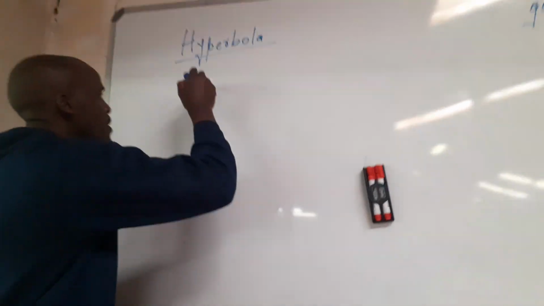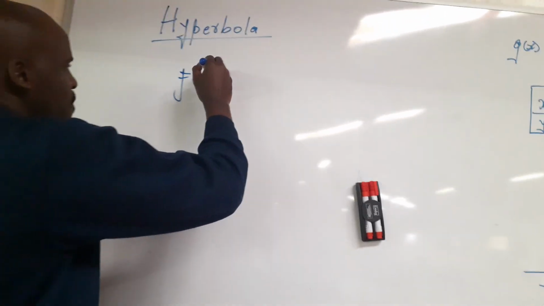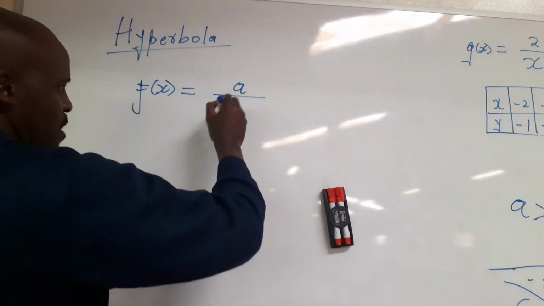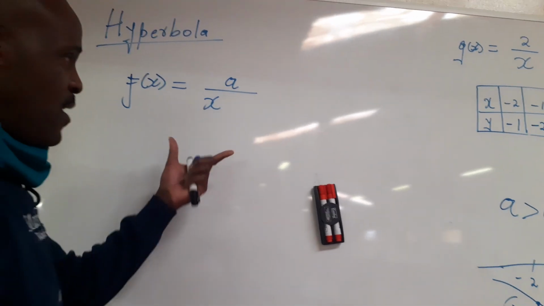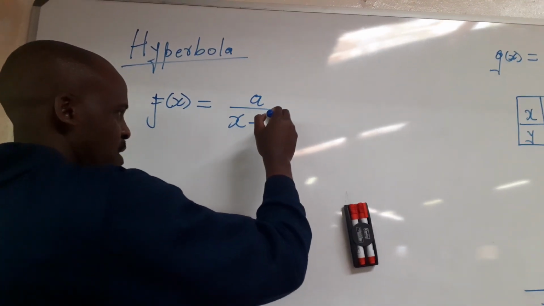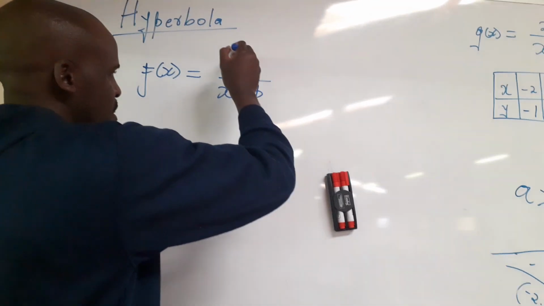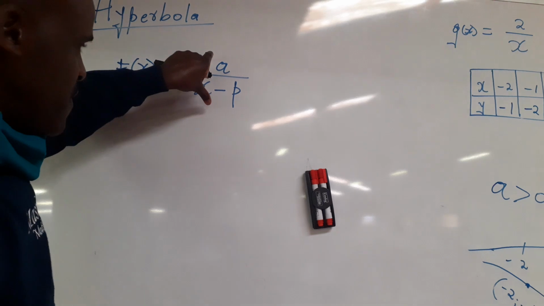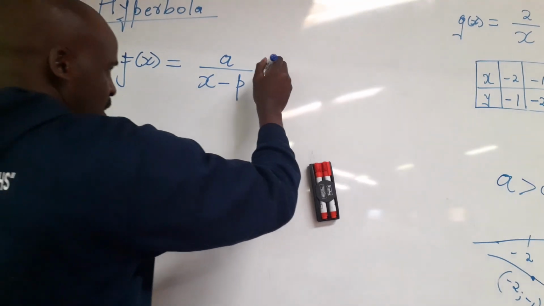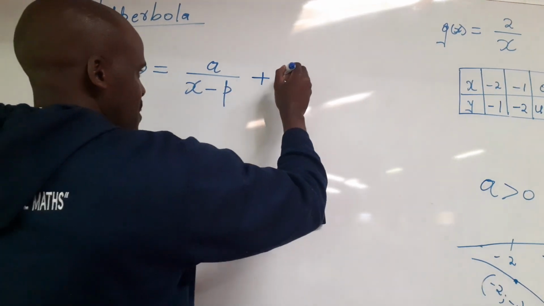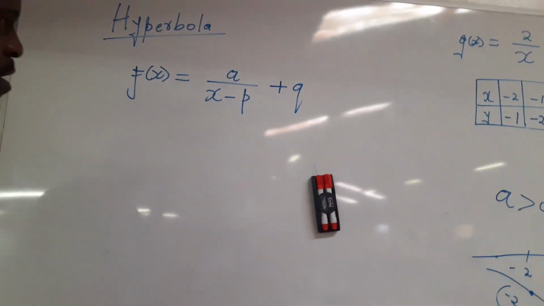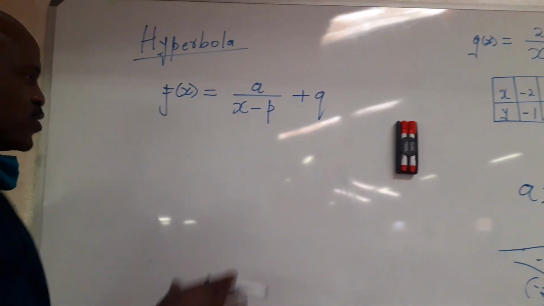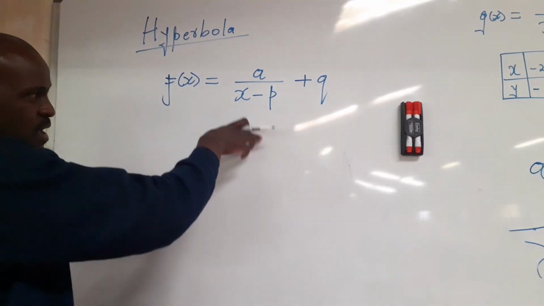Therefore, the equation will be given by a over x. We are shifting, it's either positive or negative. So it's x minus p. Remember, this is our y. y is equal to this. So if you want to shift this vertically, you have to add something to our y. That's plus q.